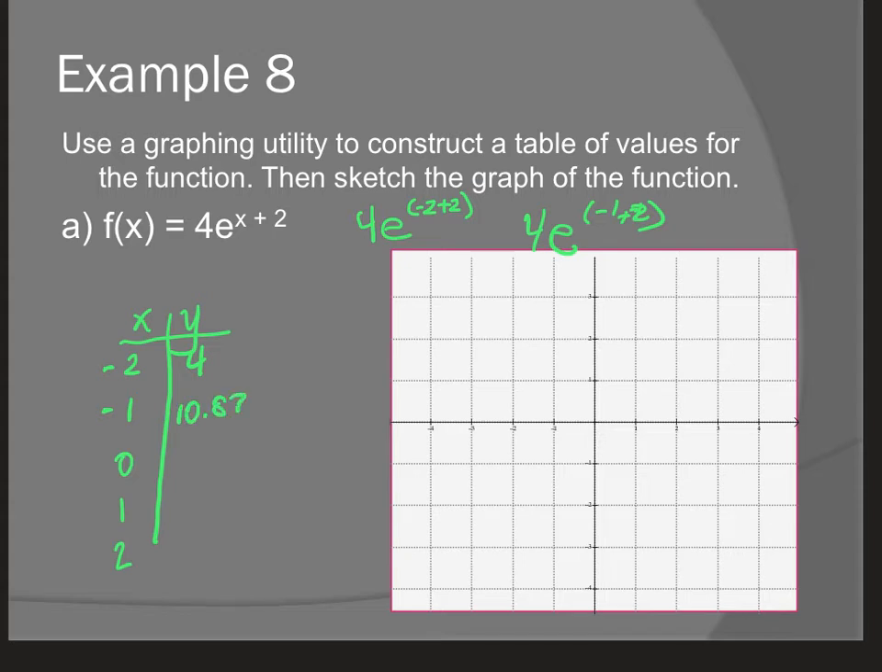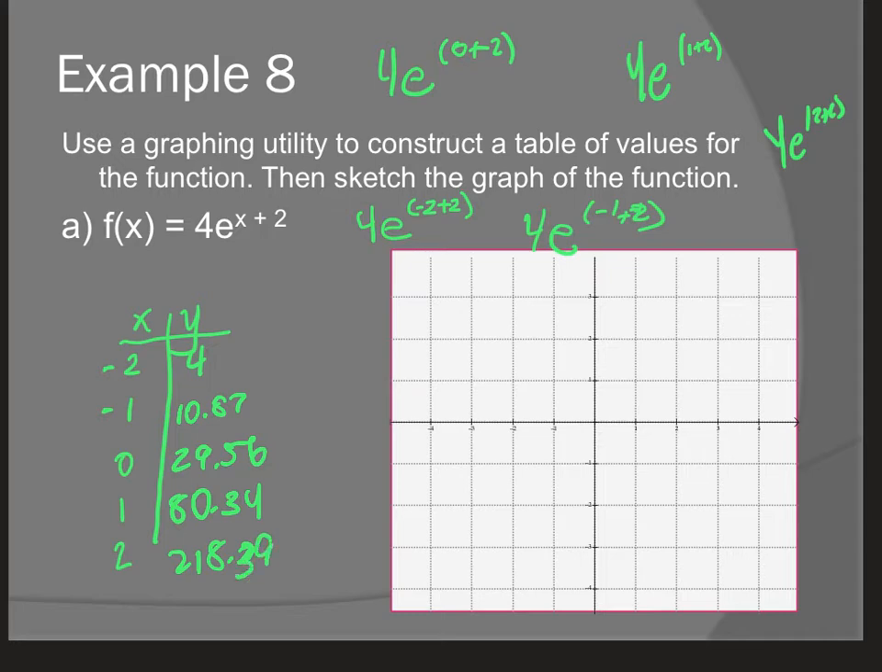Okay, so 10.87. All right, now I'm going to say 4e to the 0 plus 2. What do y'all get? 29.56. Do we agree at home? Yeah. Okay, now let's plug in 1. You could either put 1 plus 2, or you could put 3, whatever you guys want to do. 80.34, something like that. And then e to the 4th power, 2 plus 2. 218.39. Guys, look at the numbers on this graph.